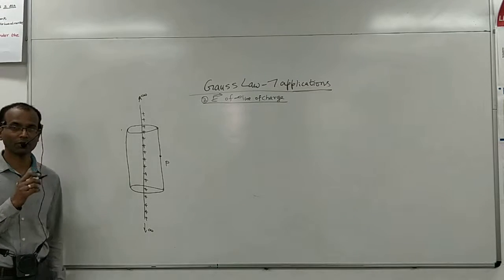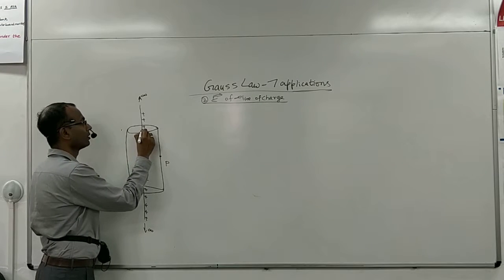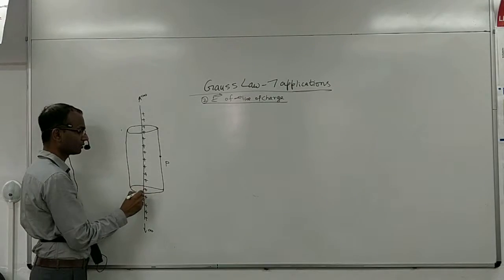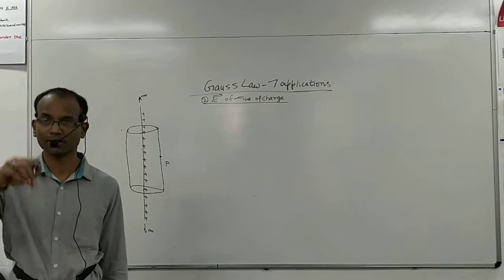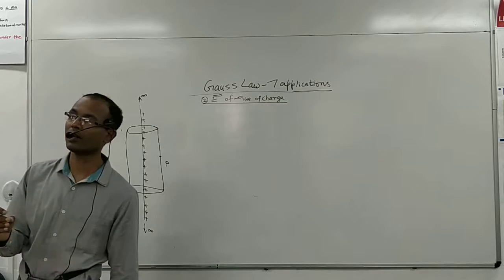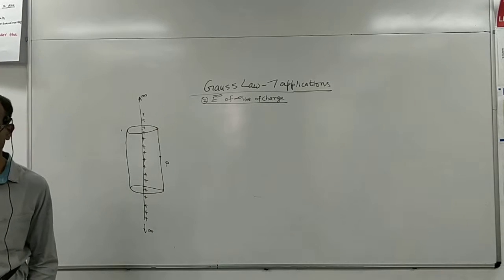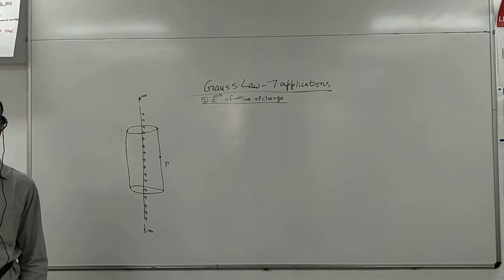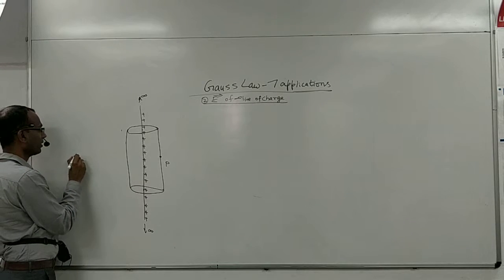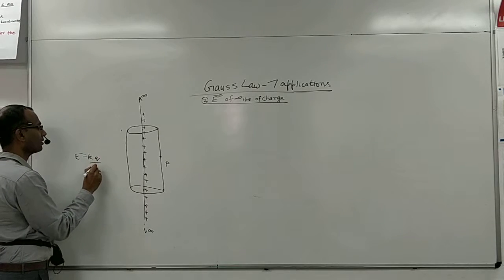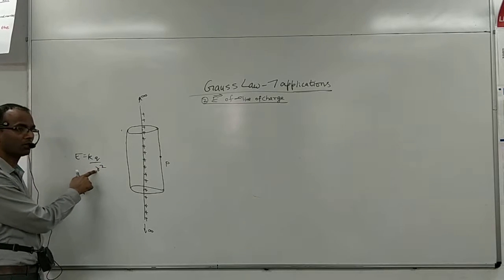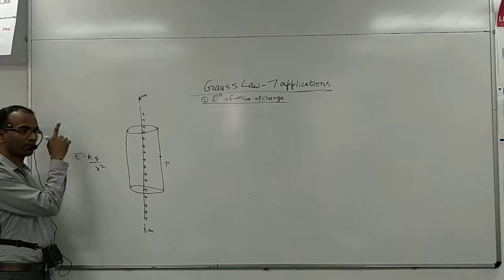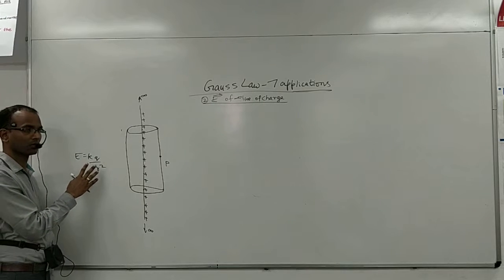Now here is one point you need to understand. The Gaussian surface cannot have any discrete charge located on its surface, because the electric field at the location of a charge is not defined. Why is it not defined? Because electric field is kq by r squared. If you look at a point which is on the charge, r will be 0 and the electric field will go to infinity, which is not defined.